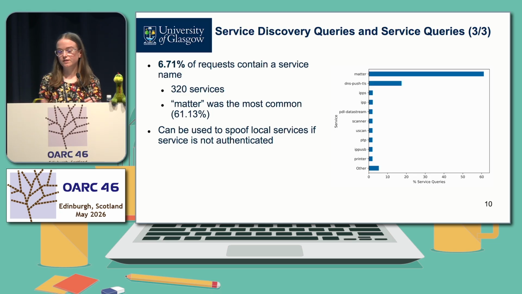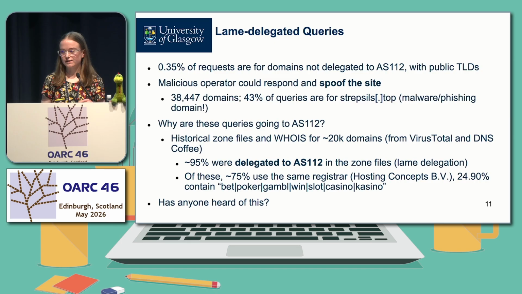And similarly, these could potentially be used to spoof the service if it's not properly authenticated. And finally, there's one category of queries which I can't really explain. 0.35% of queries are for domains that are not delegated to AS112 and that have a public top-level domain. So these are regular domain names whose queries are somehow ending up at AS112. And the risk here is obvious. A malicious operator could then respond and spoof the site.